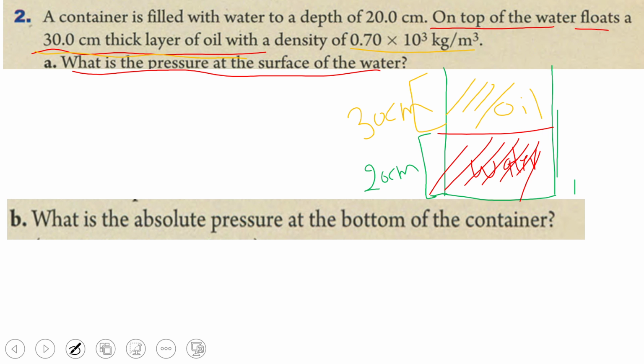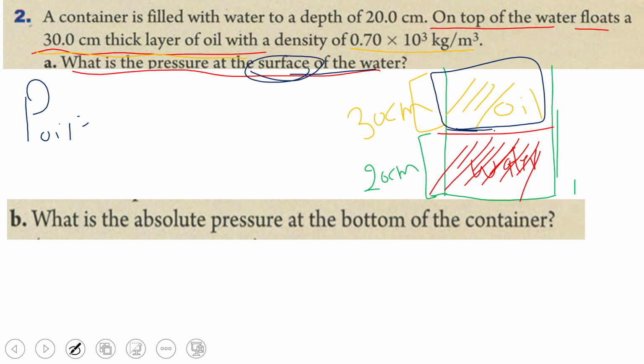What is the pressure at the surface of the water? It means find the pressure at the surface of the water. We know this is the water. On the surface of the water we have what? You have oil. It means now find the pressure of the oil. Maybe you will be confused: why are we going to find the pressure of the oil? Because the question said find the pressure on the surface of the water. At the surface of the water you have oil, so find the pressure of the oil.